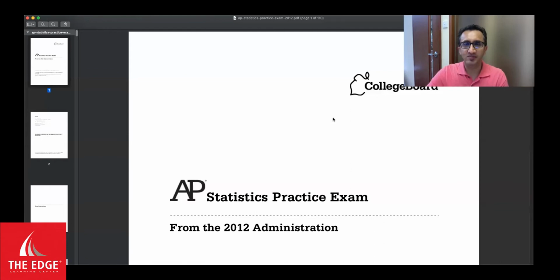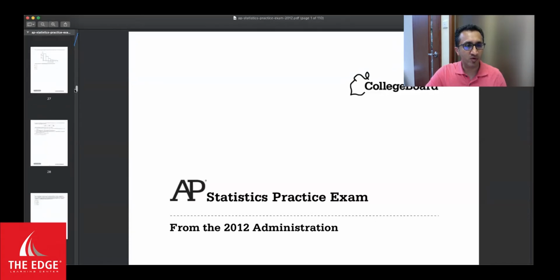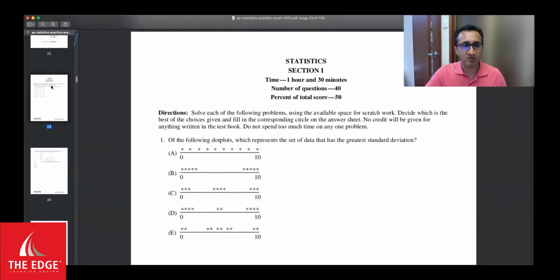Hello, dear students. Since your AP Stat exam is coming up soon, within 2 weeks from today, I thought we'll solve some multiple choice exam questions. These are from the 2012 practice paper that you can see on the screen. So let's see how many questions we can do in the next few, let's say 5 or 6 minutes. Let's go to page 23, where the first question is.